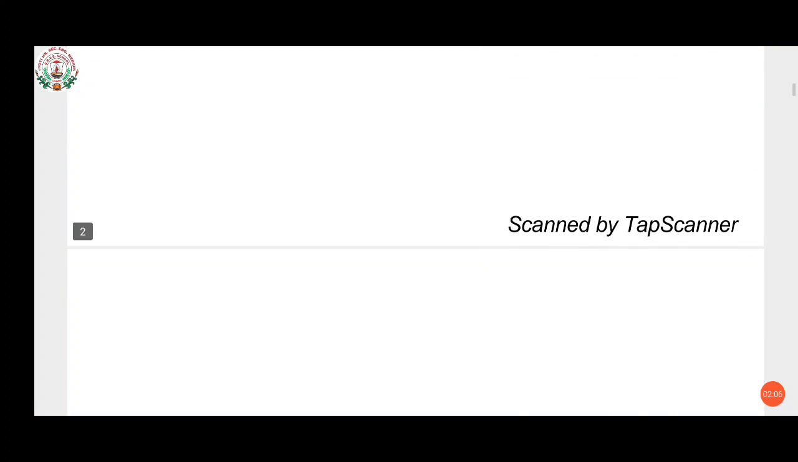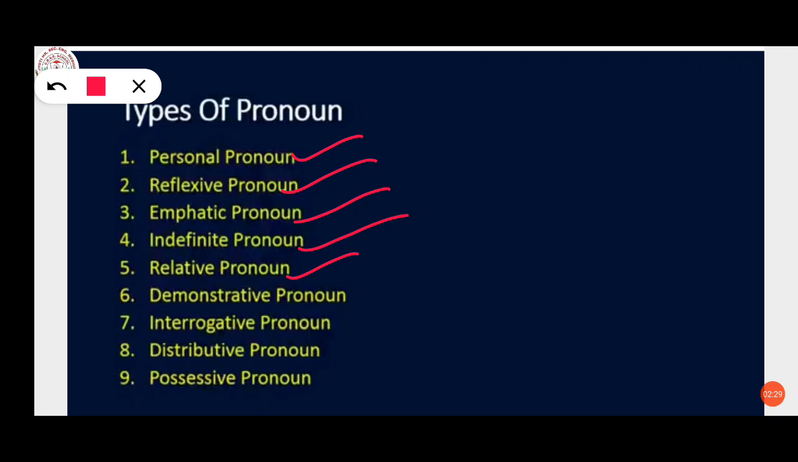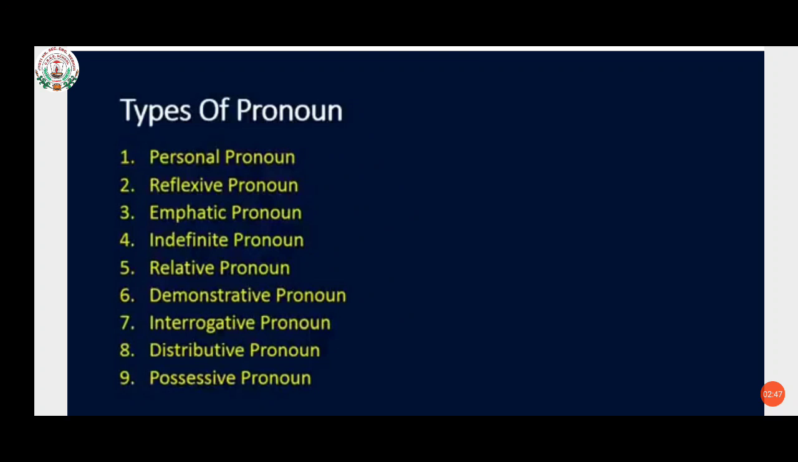Now, next come to types of pronoun. There are 9 types of pronouns here you can see, and the first one is personal pronoun, second reflexive pronoun, third emphatic pronoun, fourth indefinite pronoun, fifth relative pronoun, sixth demonstrative pronoun, seventh interrogative pronoun, 8th distributive pronoun, and 9th is possessive pronoun. So all these are the types of pronoun. Now let's see one by one.